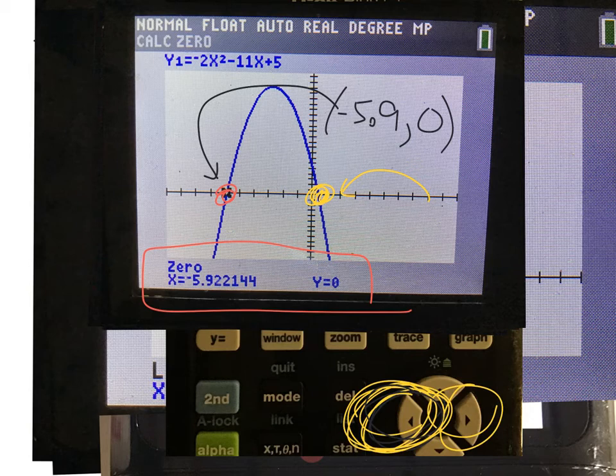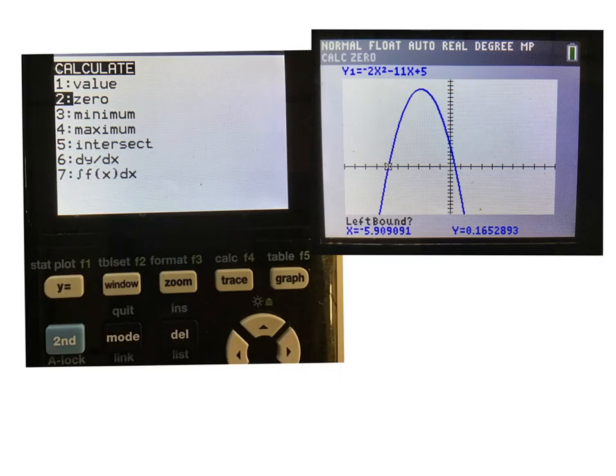So we're going to have to do the same thing. We're going to have to move the cursor to where it crosses the x-axis and then give it a left bound and a right bound for it to look for it. So I'm going to go on my calculator second and then trace for calculate. Choose option 2 for 0. See, my calculator is now asking for a left bound, but I'm trying to find this other x-intercept.